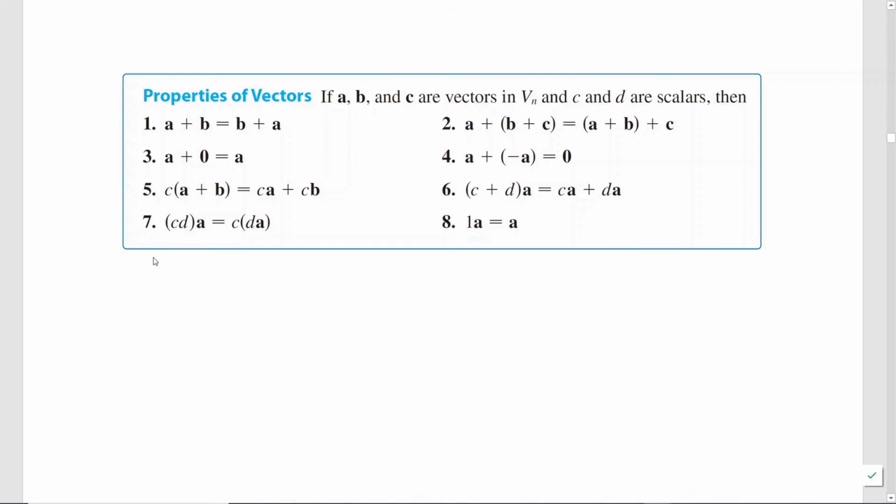In property 7, we see that if we have two scalars in an ordinary multiplication, it can simply be written in this form. So (cd) times A is simply c times (dA). So we can regroup the scalars over a vector. And property 8 says that this special scalar multiplication, 1A, is simply A. We'll prove some of them, and the rest will be given as homework for assignment.